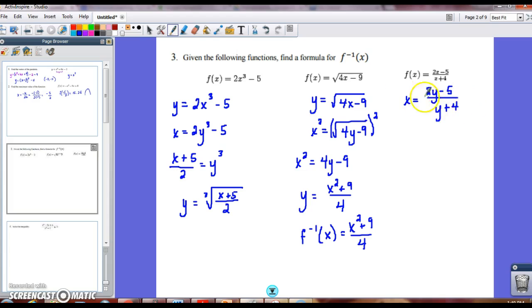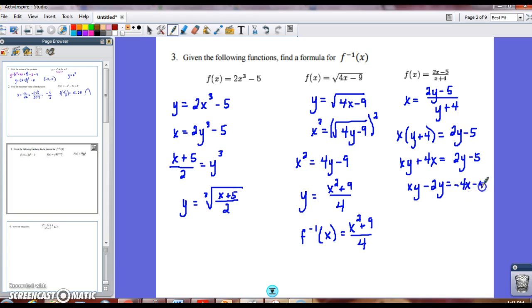The first thing I'm going to do is multiply both sides by y plus 4. So I end up with x times y plus 4 is equal to 2y minus 5. I'm going to go ahead and distribute because remember I need to solve for y, so I need to isolate all the terms that have y's in them. And so now that I got rid of my parentheses, I can move all of my y terms over to one side of my equal sign. So I end up with xy minus 2y is equal to, and if I subtract 4x from both sides, negative 4x minus 5.